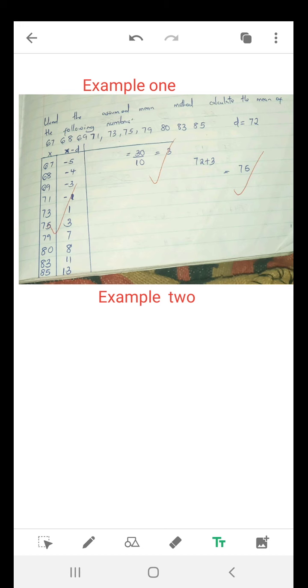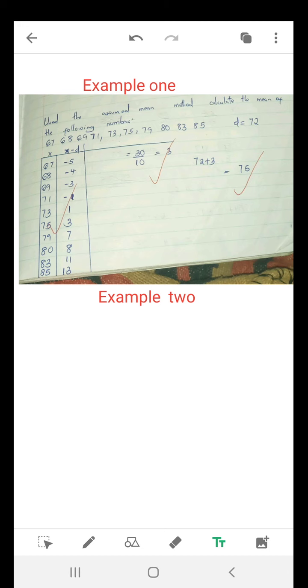73 minus 72, I get 1. 75 minus 72 is 3. 79 minus 72 is 7. 80 minus 72 is 8. Then 83 minus 72 is 11. 85 minus 72 is 13. Now I have a column of the deviations.